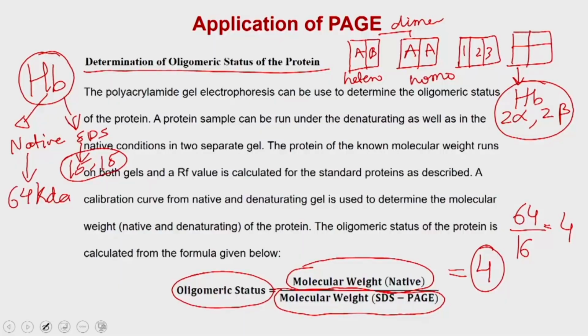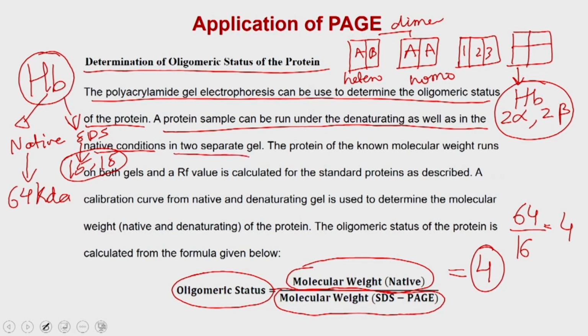So, for a protein, when you are determining the oligomeric status, polyacrylamide gel electrophoresis can be used. A protein sample can be run under denaturing as well as under native conditions in 2 separate gels. The protein of known molecular weight runs on both gels, and the Rf value is calculated for the standard protein as we discussed in the previous slide.